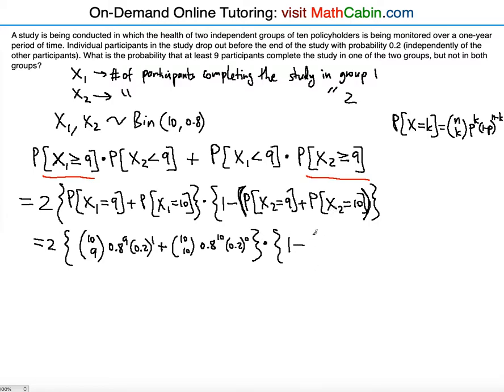1 minus, and then we can copy this down, right? Basically, x2 is equal to 9 is the same thing as this part, right? So we have the same probability here. So 10 choose 9, 0.8 to the 9th power, and then 0.2 to the first power, plus, we can copy this part because they have the same probability distribution and parameters. 0.8 to the 10th, 0.2 to the 0. Okay, beautiful.